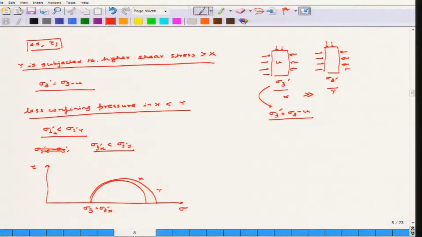Y. Now as you can see, since it has now become an undrained test, obviously the effective stress will go back. So this is the sigma 3 dash for X, and this difference is given as u, the pore water pressure that is developed in the sample X. For Y, obviously the diameter will be greater than X. So obviously the shear stress in this case is greater.